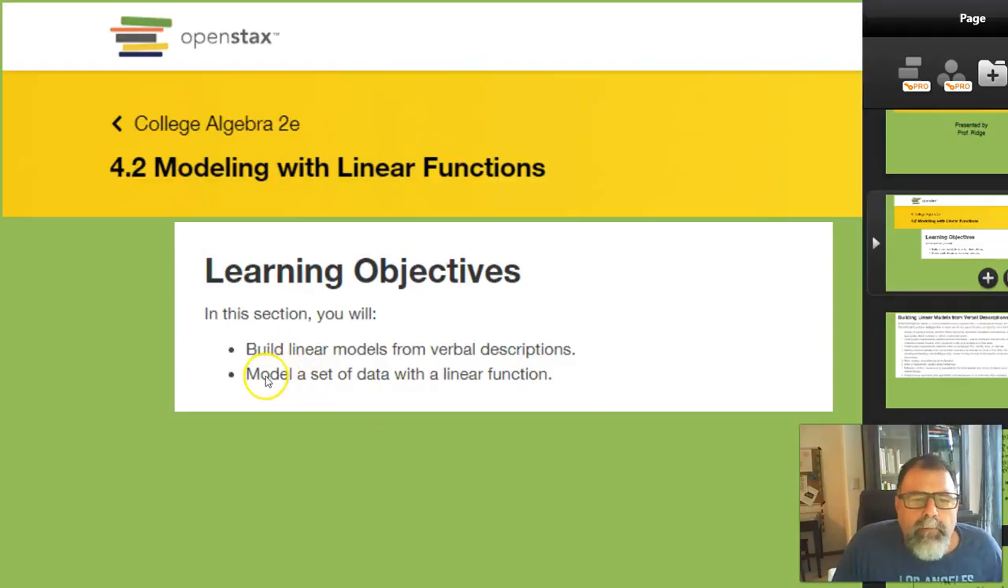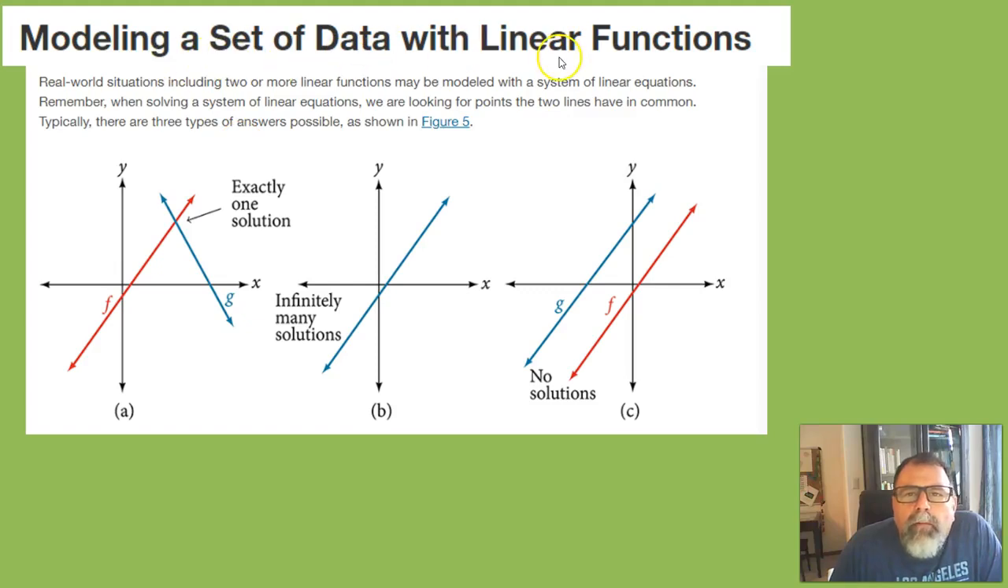And the last learning objective, model a set of data with a linear function. Modeling a set of data with linear functions. Real-world situations including 2 or more linear functions may be modeled with a system of linear equations. Remember, when solving a system of linear equations, we are looking for the points the 2 lines have in common. So typically, there are 3 types of answers possible, as shown in figure 5.